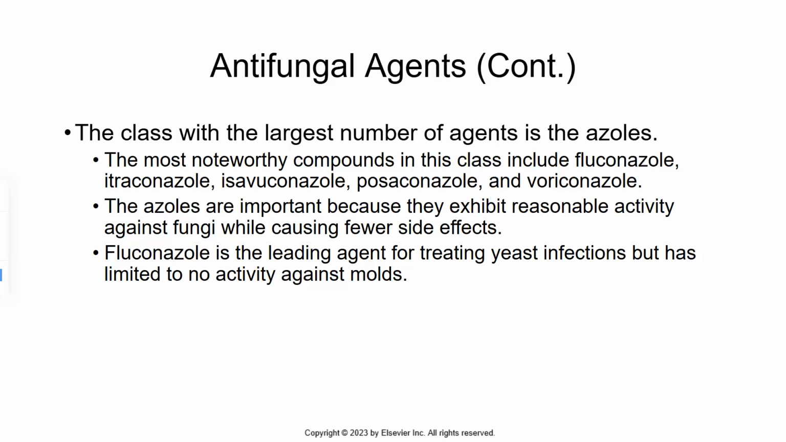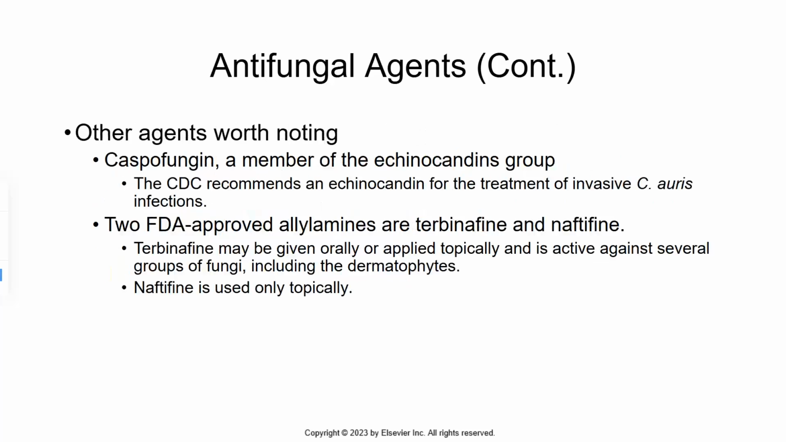The class with the largest number of agents is the azoles. The most noteworthy compounds in this class are fluconazole, itraconazole, isavuconazole, posaconazole, and voriconazole. The azoles are important because they exhibit reasonable activity against fungi while causing fewer side effects. Fluconazole is the leading agent for treating yeast infections, but has limited to no activity against molds. Other agents worth noting are listed below.